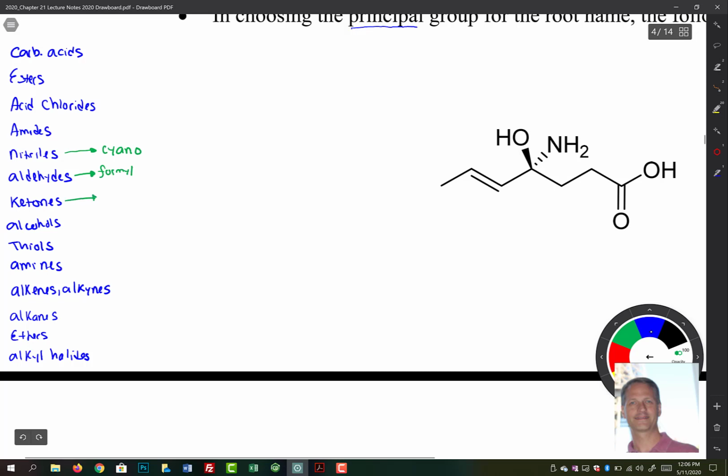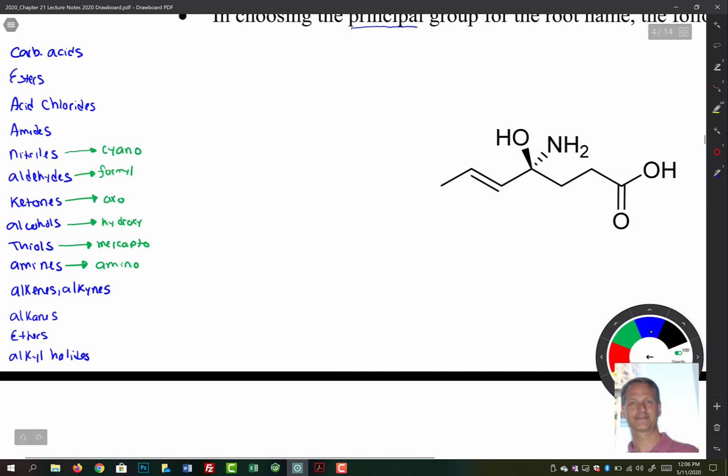Aldehydes, if you recall, those are formyl. Ketones are oxo. Alcohols are hydroxy. Sometimes you'll see hydroxyl. Thiols are mercapto. And then amines are amino groups. Right? So then let's take a look at our example, see how we can put all that together.